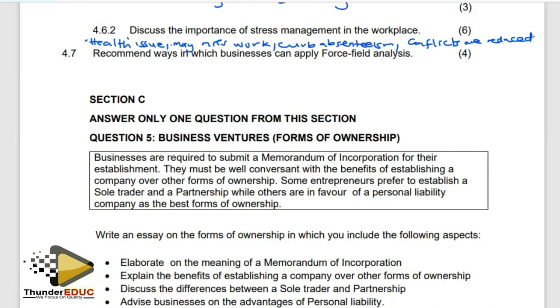Poor service delivery is minimized. Poor services are reduced, those rendered by a stressed employee. Etc. Such answers and others are very crucial when we are answering that question.